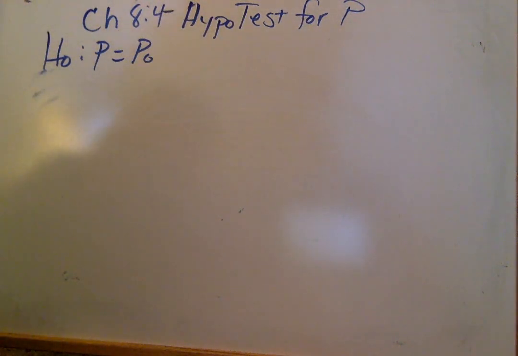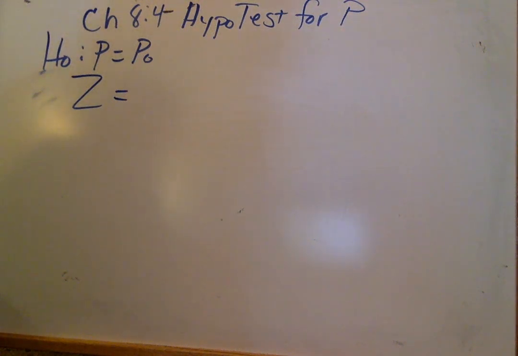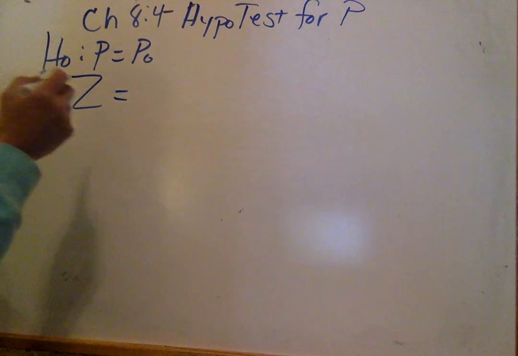Just like when we did confidence intervals, the mu problems had t's in them and the p problems had z's in them. The same thing holds here. We are back to the test statistic being a z value.